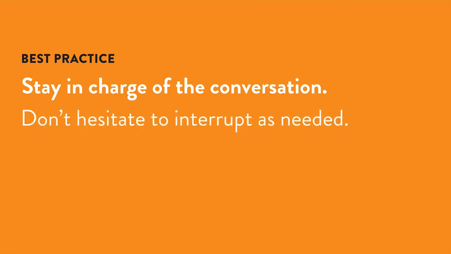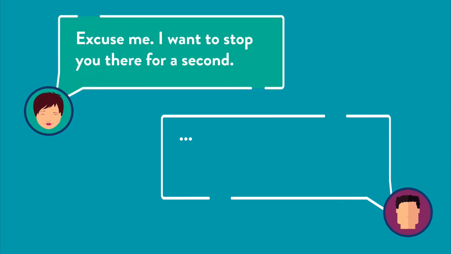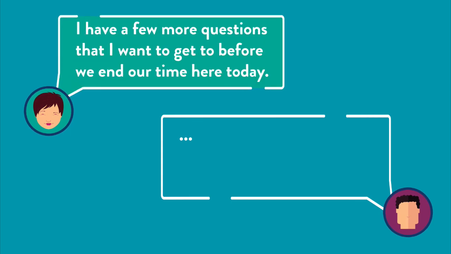You can interrupt and redirect them. Once it's clear the current line of discussion isn't going anywhere, you can stop it. For example, you can say, "Excuse me, Robin, I want to stop you there for a second because I have a few more questions that I want to get to before we end our time here today."